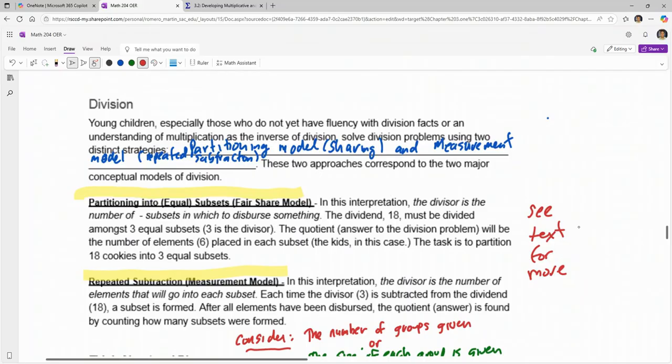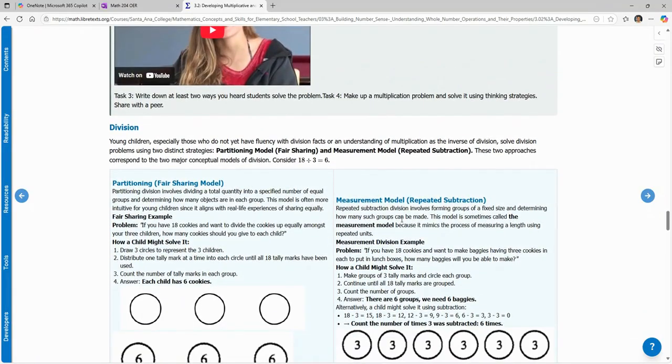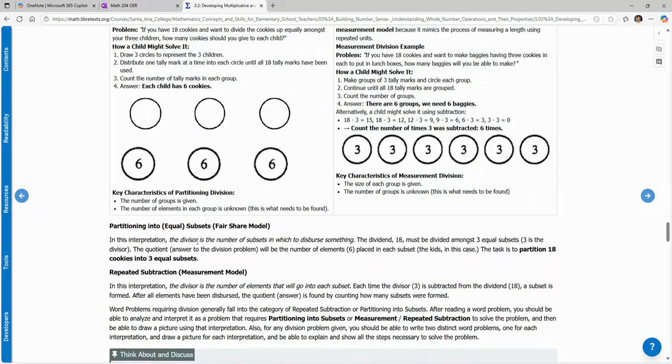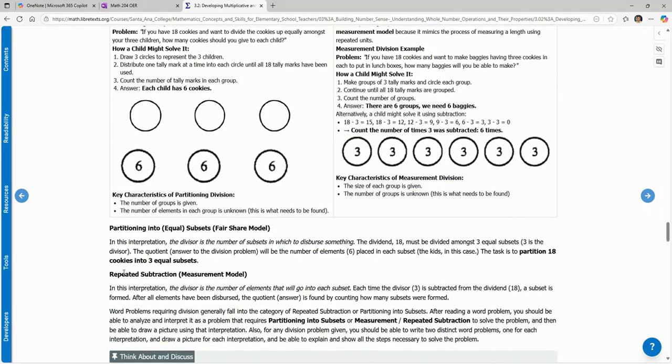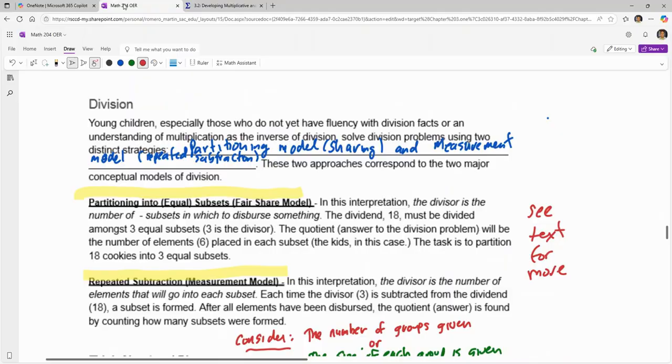The partitioning model, and of course, I want to remind you to take a look at the textbook. The textbook on this area has a little more expanded explanation and examples to really help you distinguish between partitioning, the fair share model, and the measurement model, which is repeated subtraction. So you can have a better understanding of that, right? The guiding notes have a little less material.